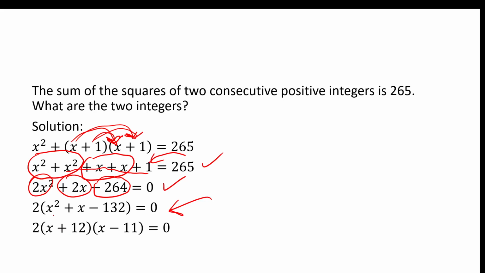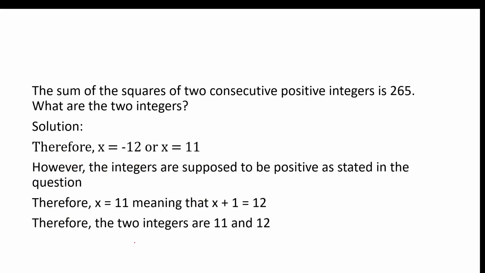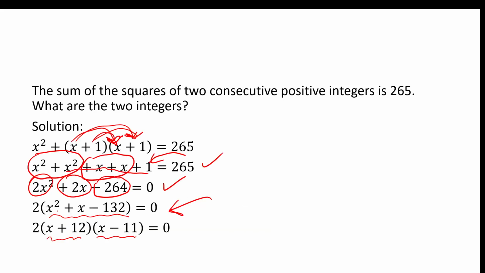And then we can use our standard methods of trinomial factoring to see that this factors to the quantity x plus 12 times the quantity x minus 11. That means x is either negative 12 or positive 11, because we're either saying that x plus 12 is 0, or we're saying that x minus 11 is 0. If x plus 12 is 0, then x is negative 12. And if x minus 11 is 0, then x is 11.